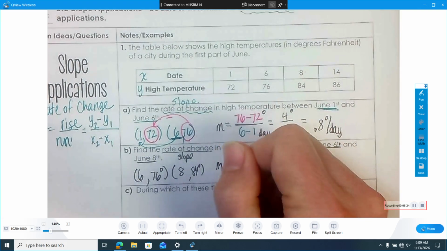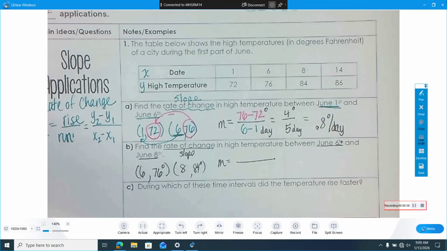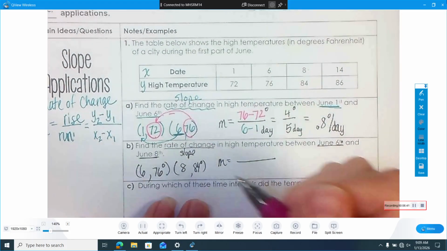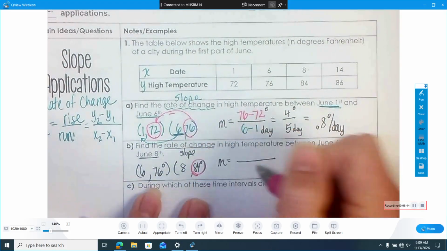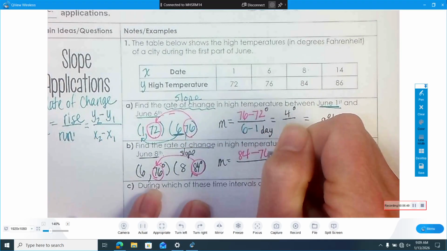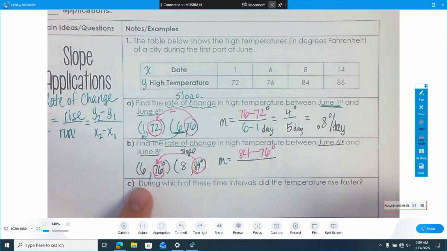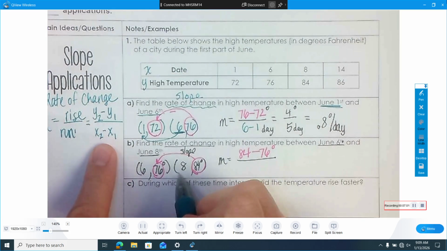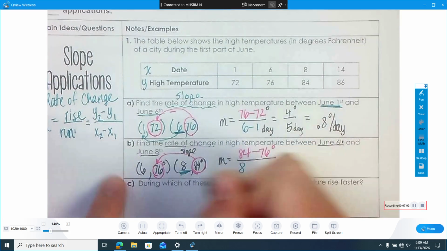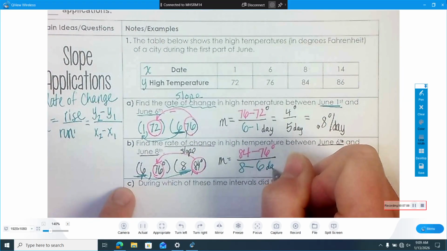And so again, I want to figure out the slope, and I'm just going to use my 2 ordered pairs. What am I going to subtract first? The y's, yeah. I'm going to start with 84, and I'm going to subtract the 76. And those are degrees. 84 degrees minus 76 degrees. And then what goes on the bottom? Yeah, my x values. My 8, day 8 minus day 6. And those are days.